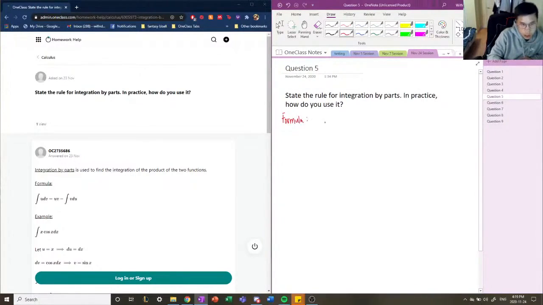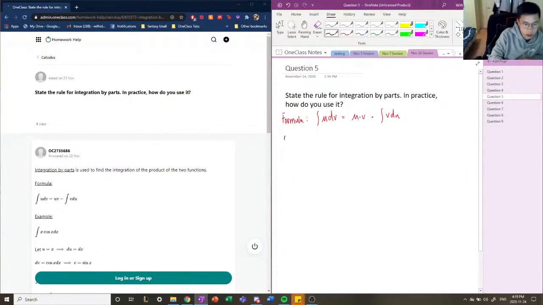So the formula for integration by parts is, if you have the integral of u dv, that is equivalent to u times v minus the integral of v du, okay? So if we have a product of functions, we can represent one as u and one as dv, and then we find the integral of dv and the derivative of u. By doing so, we can evaluate the product of functions using integration by parts, okay? The junior tutor provided an example here, and we're going to go through that example now.